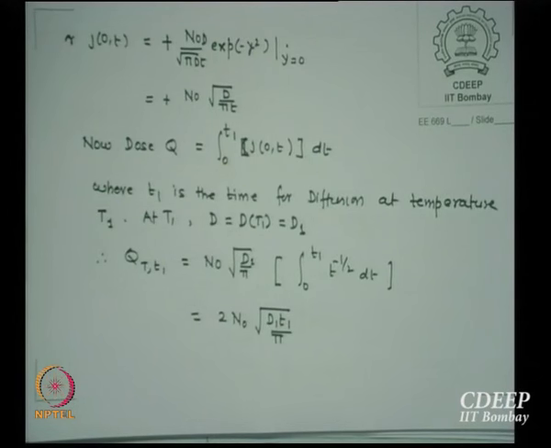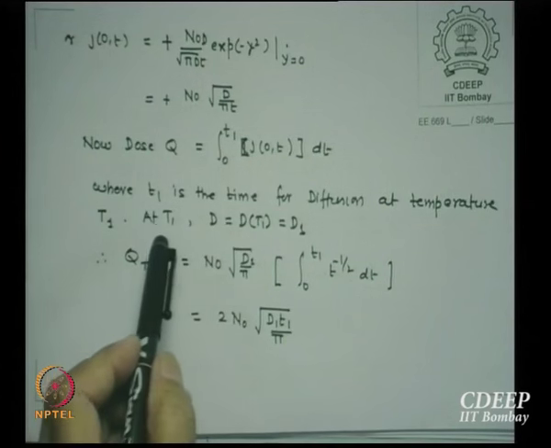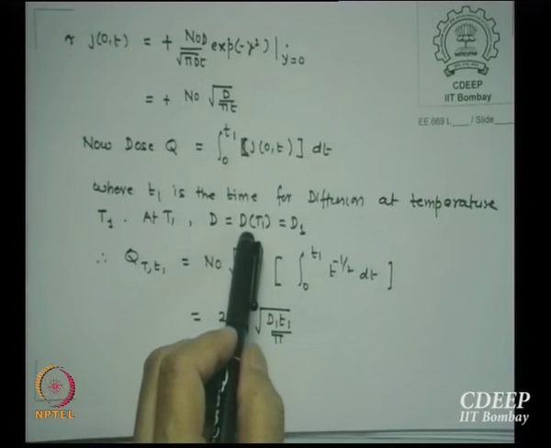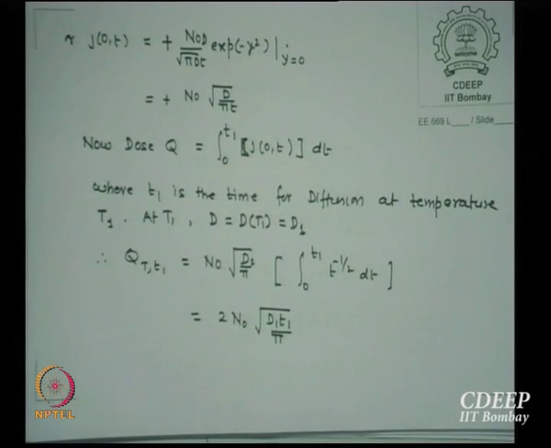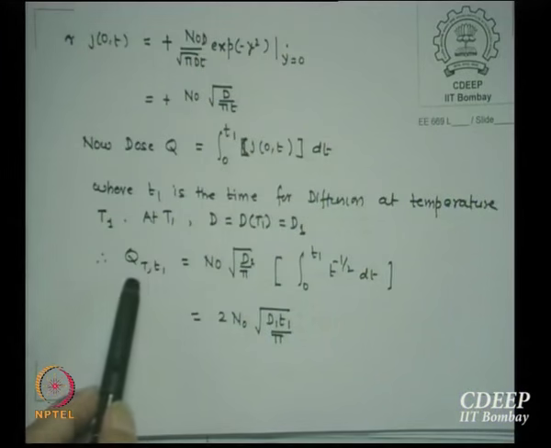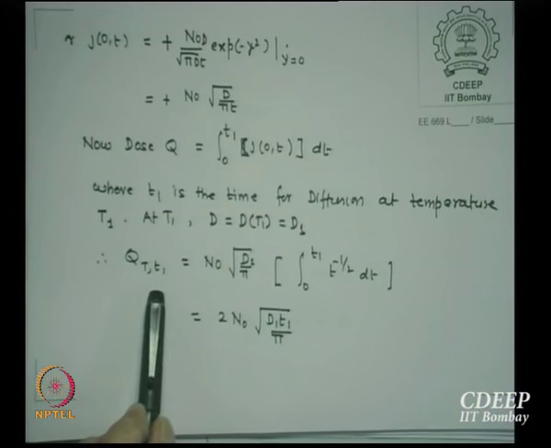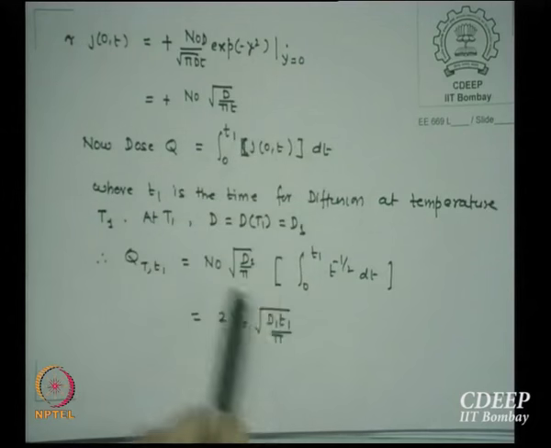Please remember the convention which I am going to use. At any temperature T1, the D at that T1 I will call D1, at any other temperature T2 I will call it D2, at a third temperature I may call it D3, and so on and so forth. So I do not have to write D of T every time. Okay. So then the Q at a given temperature for a given time t1, you integrate this, and this is very simple, t to the power minus half plus one, upon half. So that gives 2 n0 times the root of D1 t1 upon root pi.